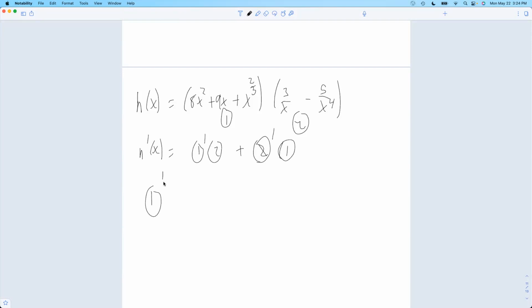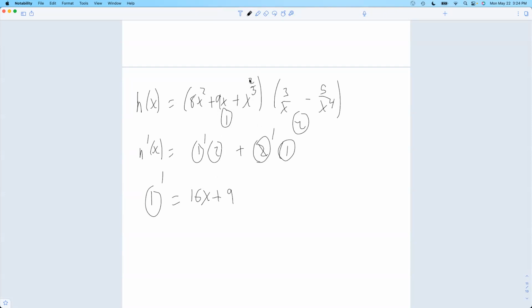So the first guy is derivative. Look in here. I'm going to have 2 times 8, 16, x to the first power. 2 minus 1 is 1. Plus, the derivative of 9x is just 9.